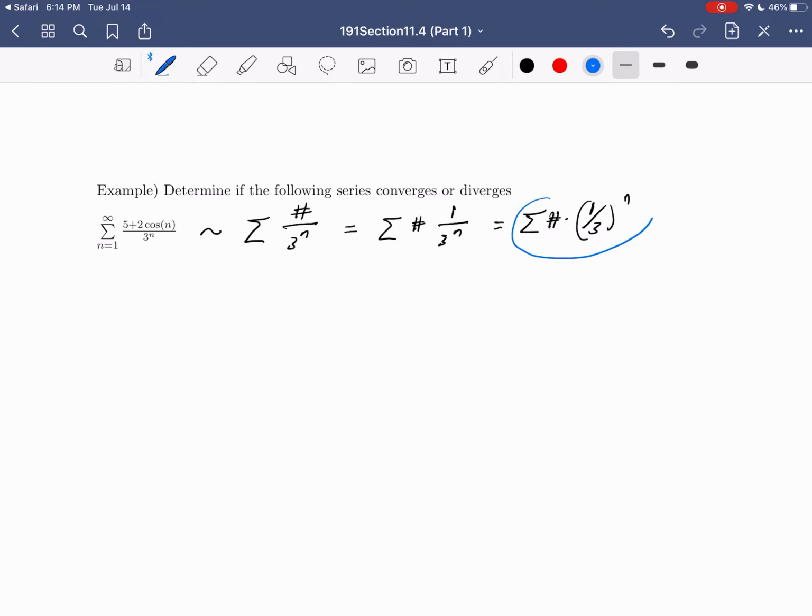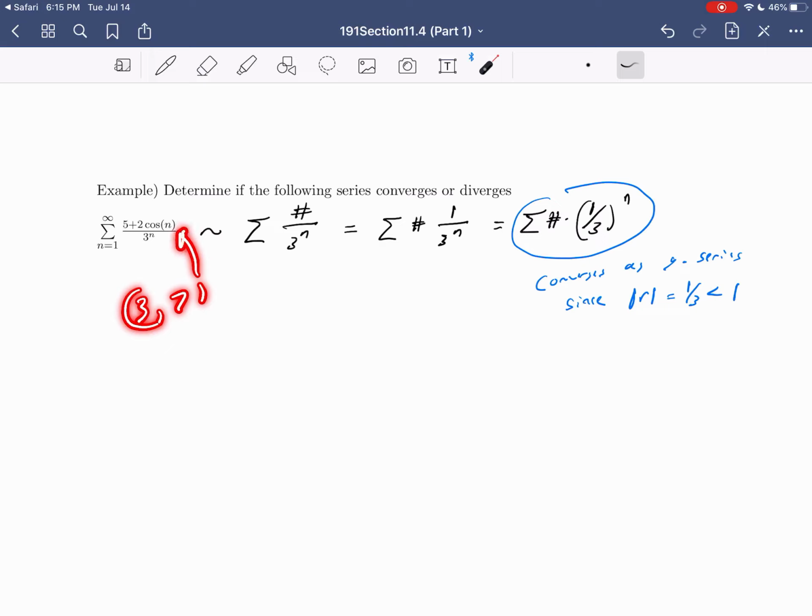This converges as a geometric series since absolute value of r would be 1/3, which is less than 1. So our expectation is while this thing is bouncing around between different numbers, it's never straying too far. In fact, we sort of know where it's living. It's going to live between 3 and 7 because cosine drifts between -1 and 1. So 2 times cosine is going to drift between -2 and 2. Adding 5 to that means that this is living between 3 and 7. So this is always some number between 3 and 7 divided by 3 to the n. That should act a lot like the geometric series that we know converges.